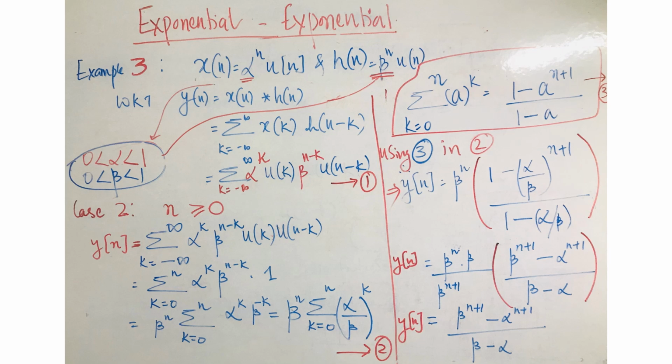Using this simplification in expression 2, we can replace a by alpha by beta. By doing so, we will get y of n equal to beta to the power n into 1 minus alpha by beta to the power n plus 1 divided by 1 minus alpha by beta. When you simplify, you will get y of n equal to beta to the power n plus 1 minus alpha to the power n plus 1 divided by beta minus alpha.